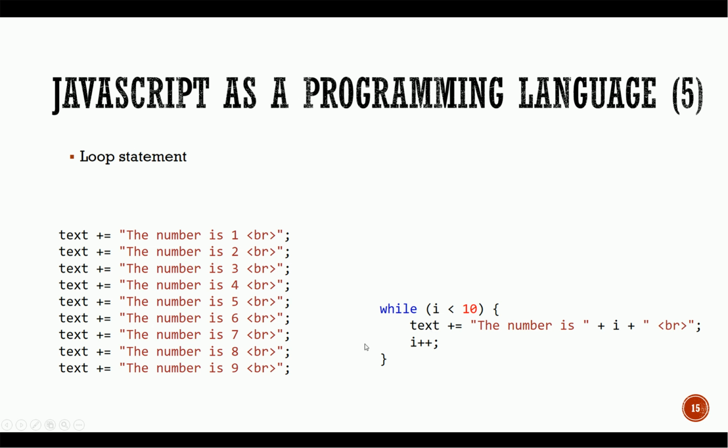So this code will add the string "the number is" with the changing counter value of i, and it keeps repeating. When i increases and reaches 10, we stop the action. So it's equivalent to all the code we have on the left-hand side.